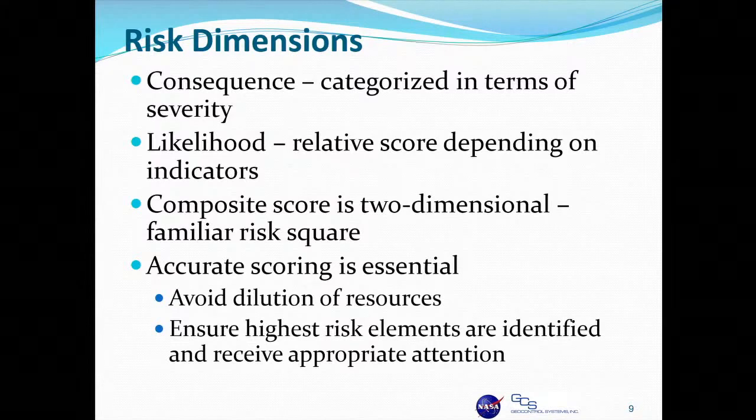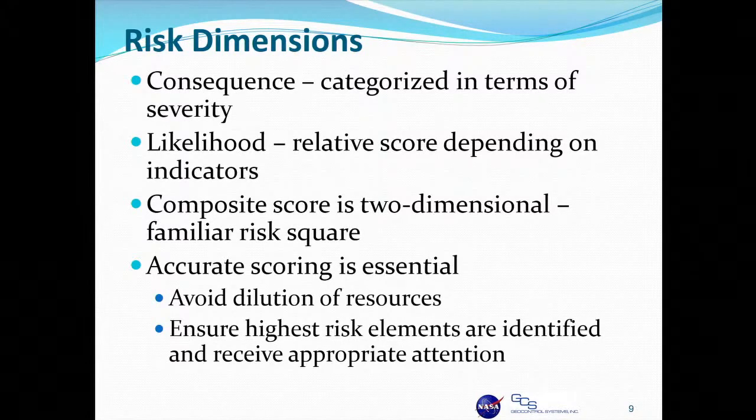So the approach that's used by the IV&V Center is the standard NASA risk cube, where we consider both the consequences of a risk and the likelihood that the risk will become manifest. The consequence is in terms of severity, and that's typically on a scale, usually 1 to 5. And likelihood is based on a similar kind of scale, but the likelihood is determined not from analysis of the consequences of it, but from the indicators of that risk.